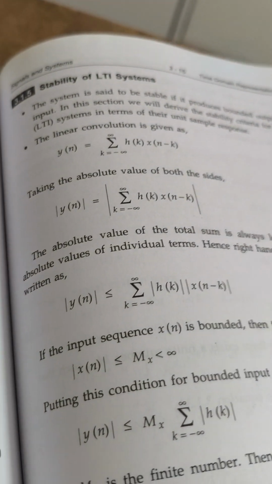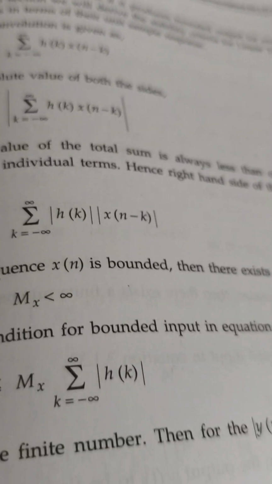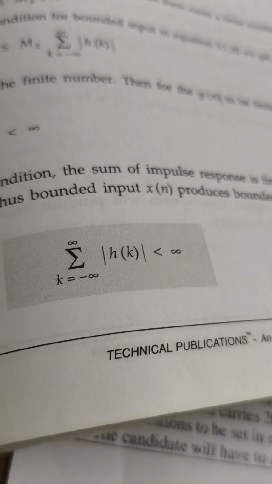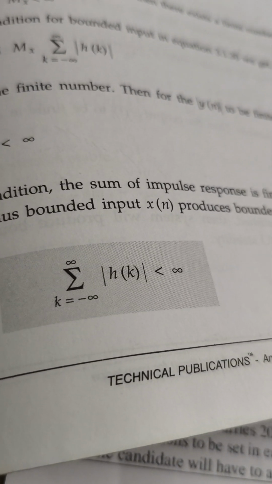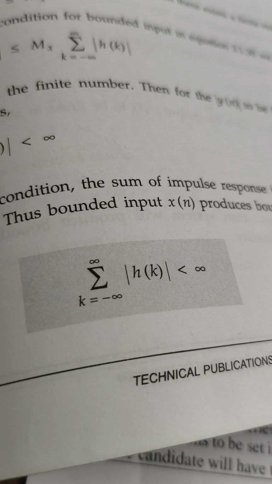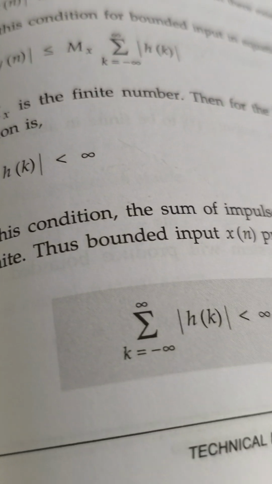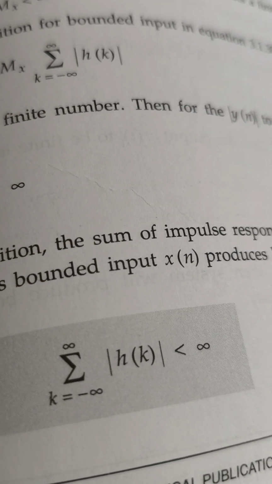Next, we will solve some problems related to determining whether a system is causal or not, and stable or not. Here they have given a derivation of the stability of an LTI system. If we want to find out whether the LTI system is stable or not, the condition is the summation of k equal to minus infinity to plus infinity of modulus of h of k is less than infinity. Then we can say this is a stable system. This condition is for discrete systems because the summation is there.